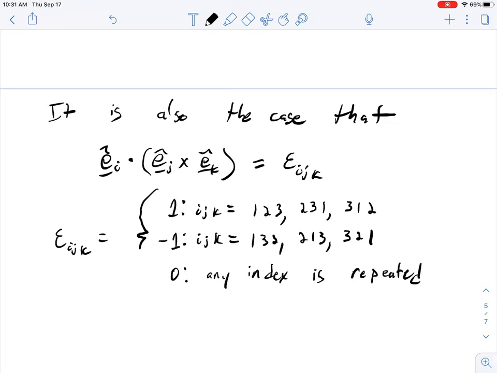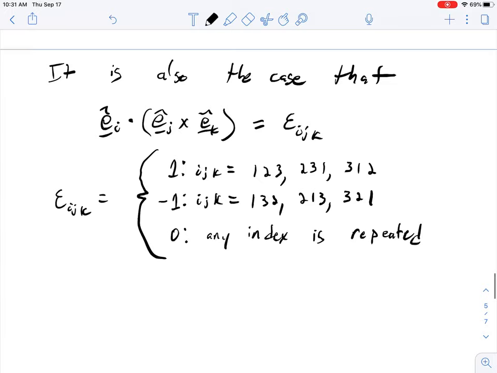So we use a left curly brace like that for when we have multiple cases. And in LaTeX, there is a cases command. So it would be like slash begin cases, slash end cases, if you wanted to make that.